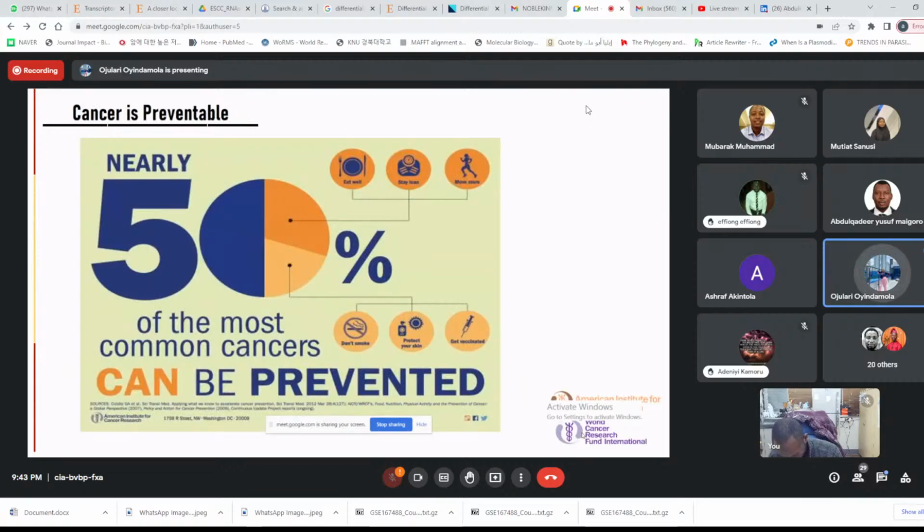But the good news that we have today is that cancer is preventable, which is why we are sharing this knowledge with everyone. We can prevent it. According to World Cancer Research Fund International, it is reported that about 50% of most common cancers can be prevented.